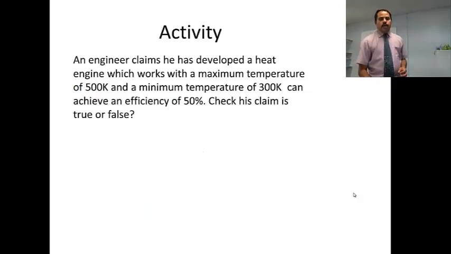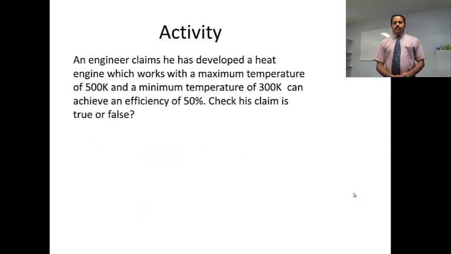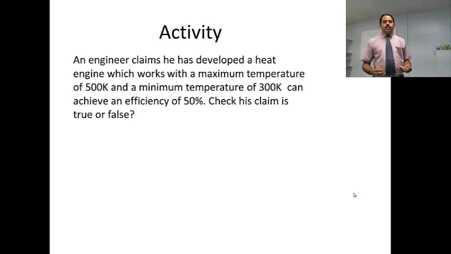Now let us have an activity. An engineer claims he has developed a heat engine which works with a maximum temperature of 500 Kelvin and a minimum temperature of 300 Kelvin and can achieve an efficiency of 50%. Check whether the claim is true or false.